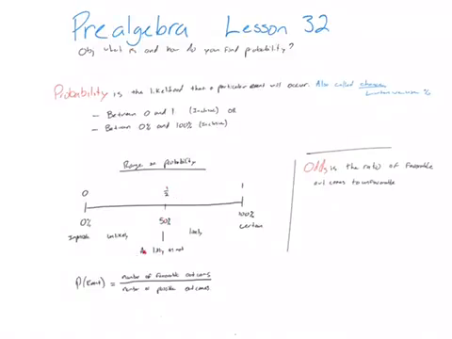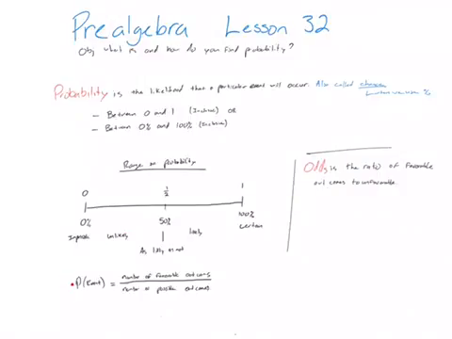Kind of halfway in the middle is a half, or 50%. So it's as likely to happen as not to happen. Anything bigger than 50% and less than 100% we say is likely. Anything smaller than 50% but more than 0% is unlikely, not very probable to happen.